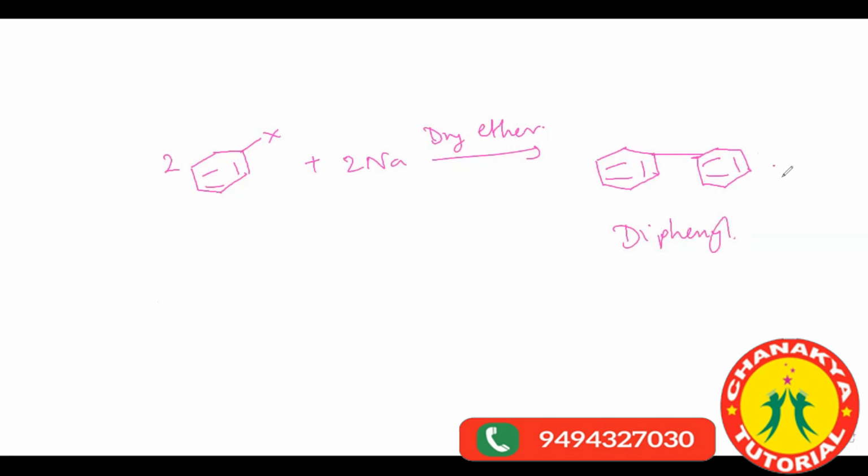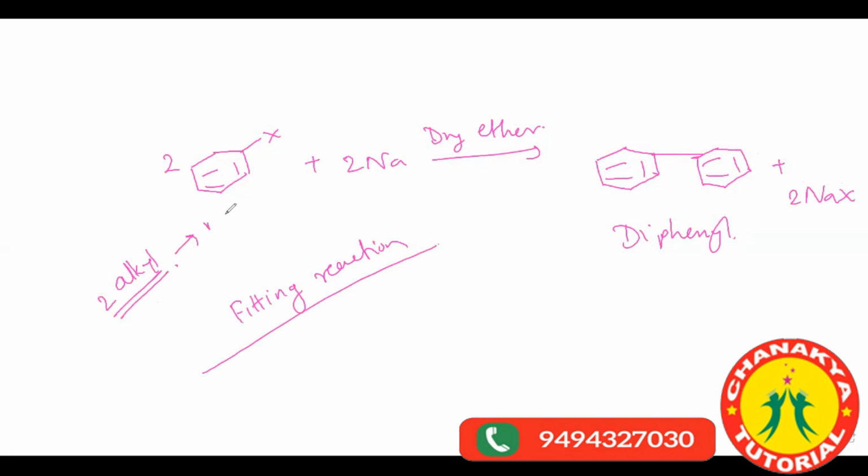Plus 2NaX. And this is called the Wurtz-Fittig reaction. Whenever there are only alkyl groups, keep it in your mind, two alkyl groups will form the major product, an alkane.